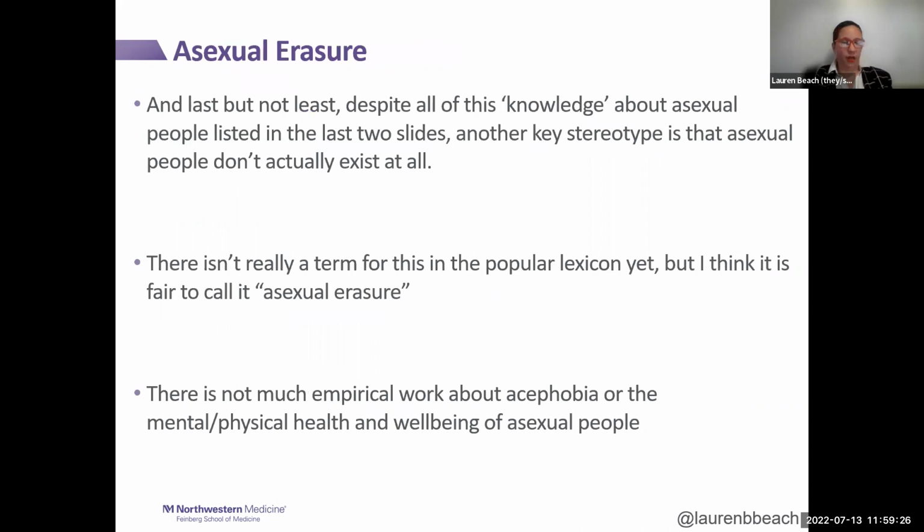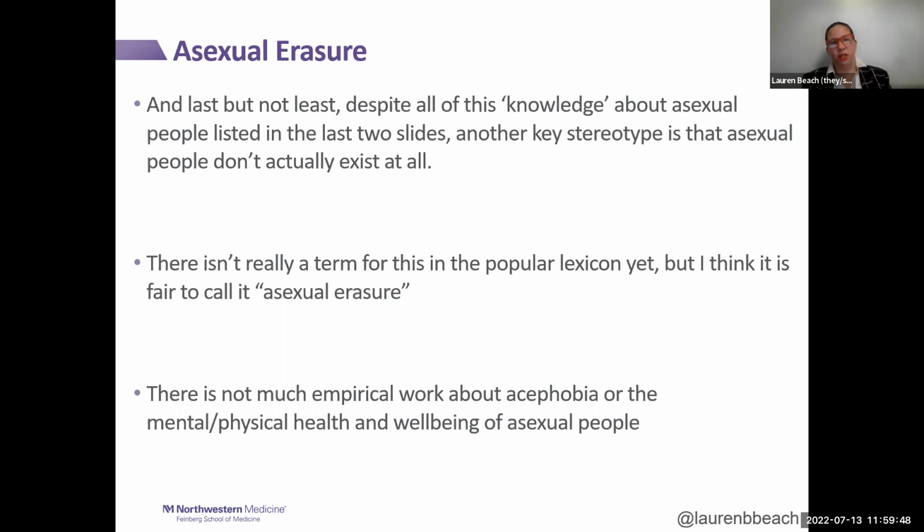So also parallel, last but not least, there's this idea that asexual people don't really exist at all. That maybe even if you don't have a high sexual desire, or you have low libido, or you're not really attracted to people, asexuality is not a thing. We're going to just deny its existence. You can't identify as asexual.